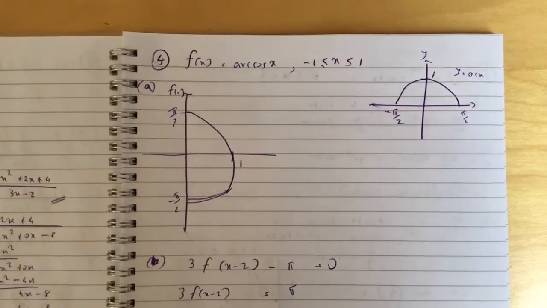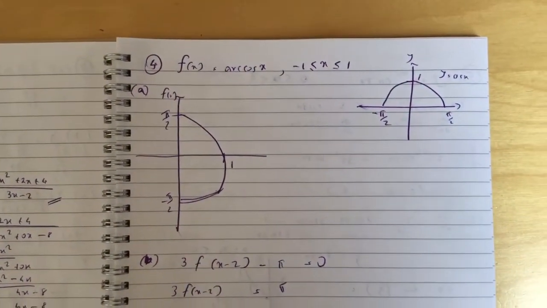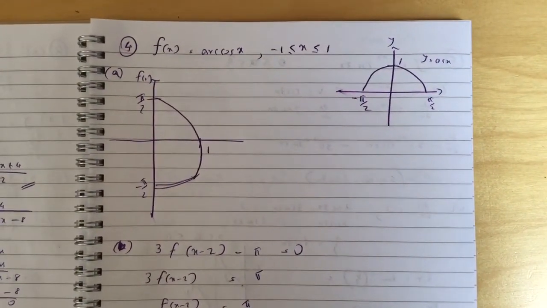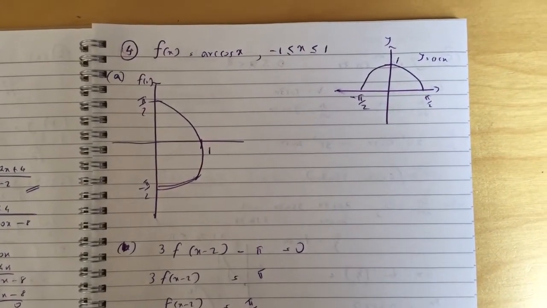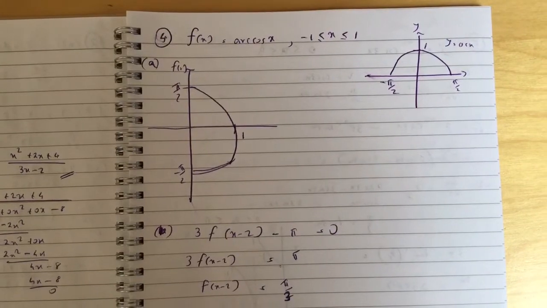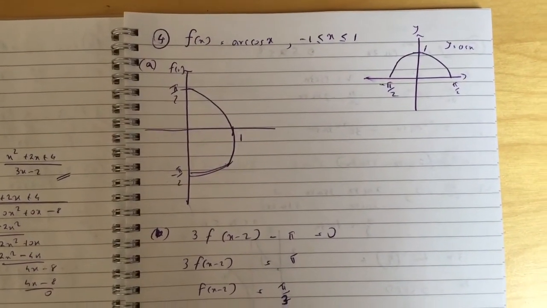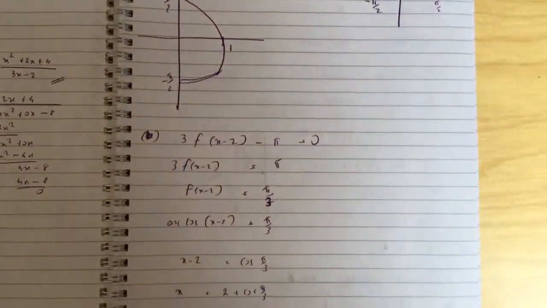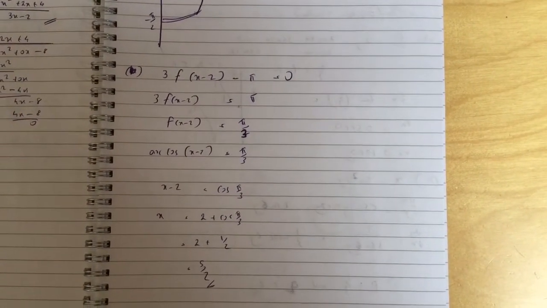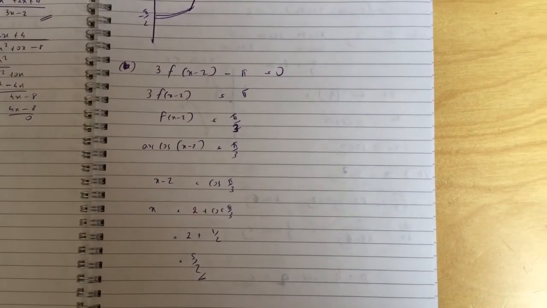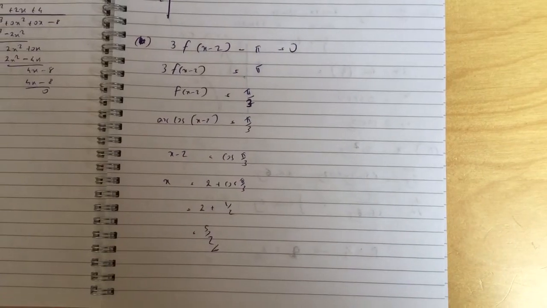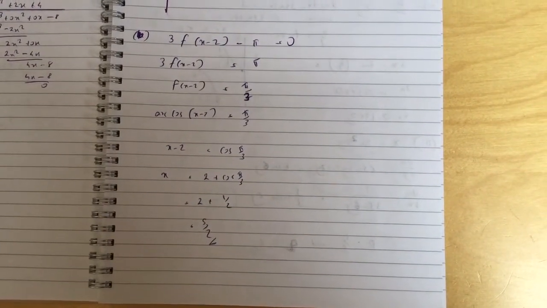Question 4, so f(x) equals arccos x, so you've got to just sketch the y equals cos x graph on the side between minus pi over 2 and pi over 2, and then you can see the arccos is just the same thing on the y-axis as shown. It should be symmetrical like a nice arc. Okay. Part B, so 3 f of x minus 2 minus pi equals 0, so you take the pi to the other side, divide by 3, so you get arccos of x minus 2 equals pi over 3. So x minus 2 equals cos pi over 3, which is a half, and then 2 plus a half is 5 over 2.